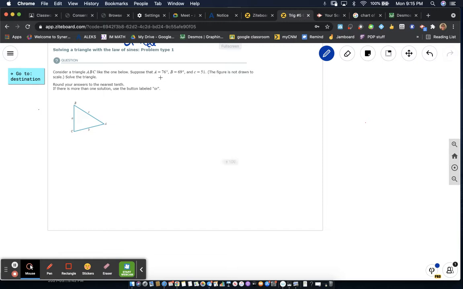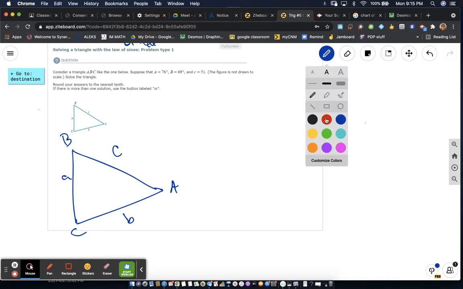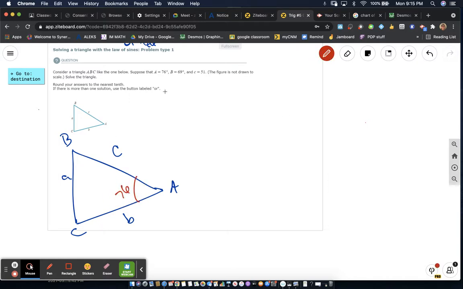Consider a triangle like the one before. Okay, here we go. I'm going to do it bigger here. Here's angle A, here's C, B, A, B, C. See? Opposites, always opposites. A is 76, B is 69, and little c is 51. So we can find angle C right away.